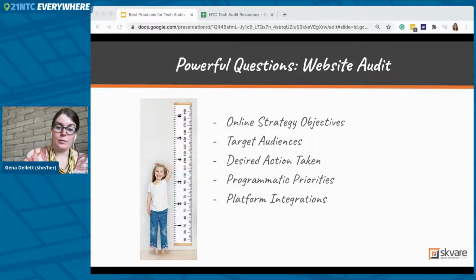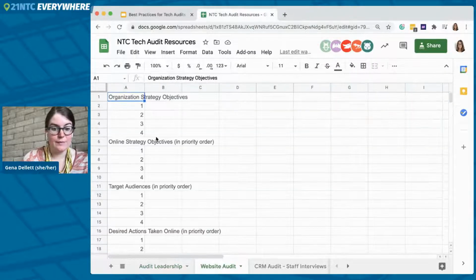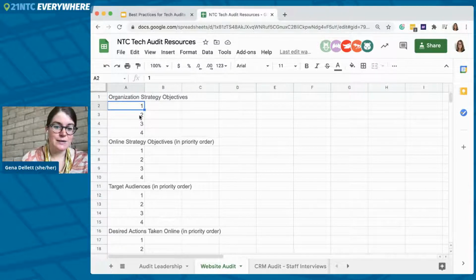And one really powerful thing with lists is to decide whether or not priority matters. And so for your desired actions taken and your target audiences, it's really important for those to be itemized based on order of priority. And so within the Tech Audit Resources tab, you can have the website audit. It's very simple to use. And you can see what should be put into an order. Like, where does order matter versus where can I just put something in a bullet list?